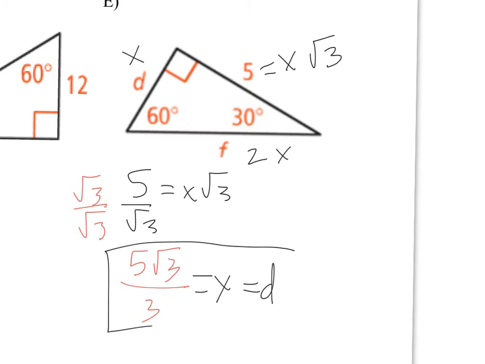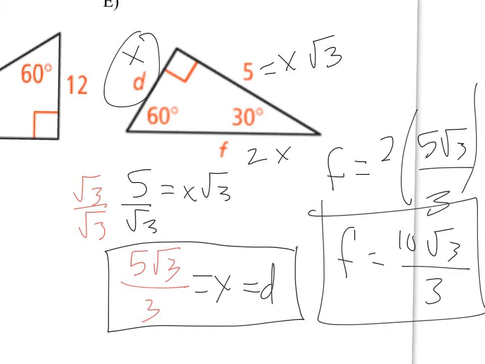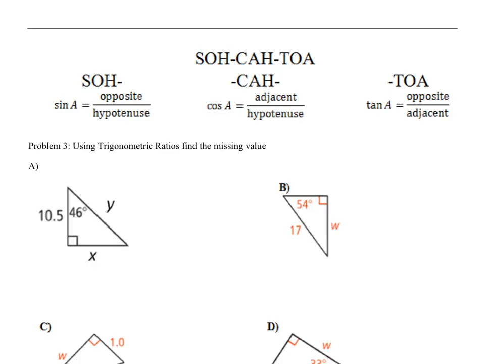So I have one value figured out, because this one was my d. Now if I want to figure out f, it is equal to whatever my x value was times 2. So 5 square root 3 over 3. So f is equal to 10 square root 3 over 3. You should try to do the previous one by yourself.